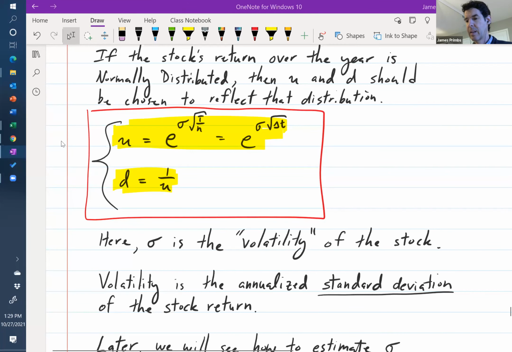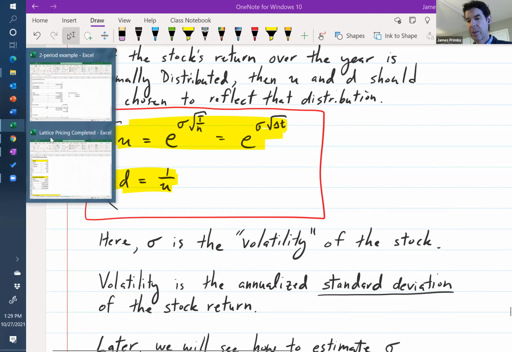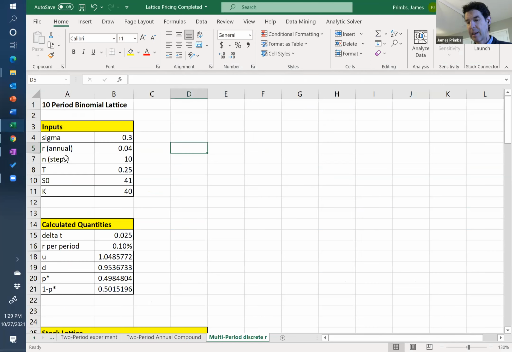All right. The last thing that I will show you is an example that makes this a little bit larger, not just a 2-period lattice. I mentioned you could go like a 10-period or a 200. Now, I don't have a 200 in Excel. I've got a 10-period lattice here, but I wanted to show you that.